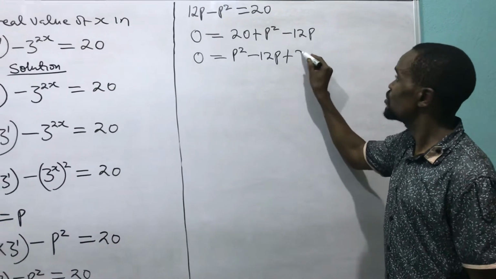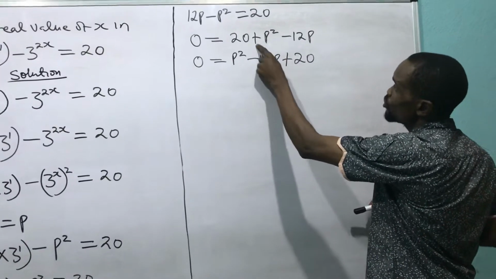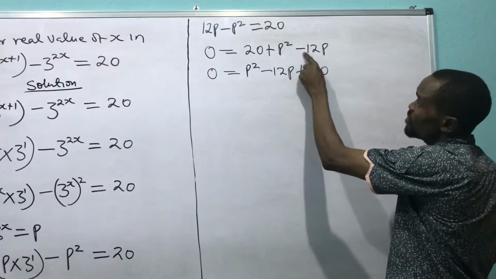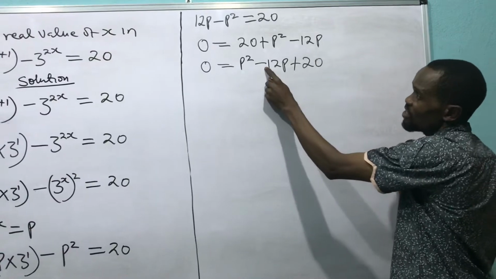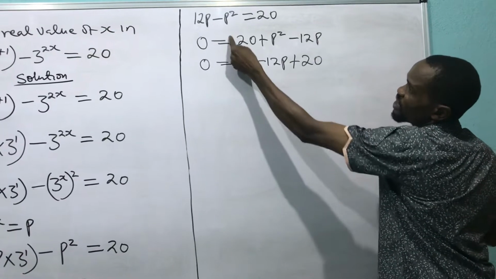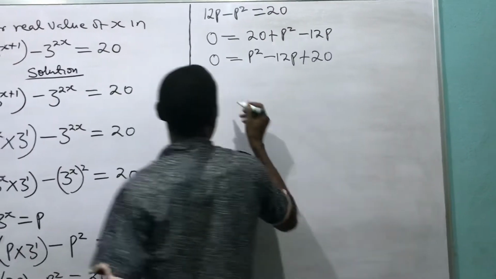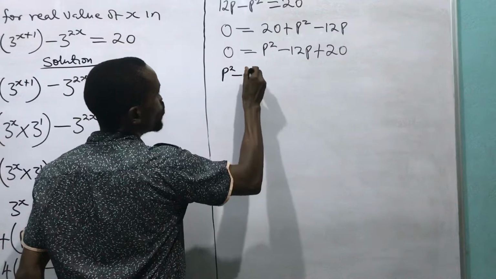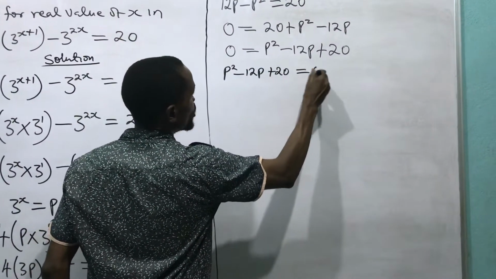I can write it this way, 20. What is the one of this plus here? P squared. I'm putting it down. What is the one of this minus? 12P. I'll bring it here. What is the one of plus here? There's a plus here. So this can be rearranged to be P squared minus 12P plus 20 equals 0.